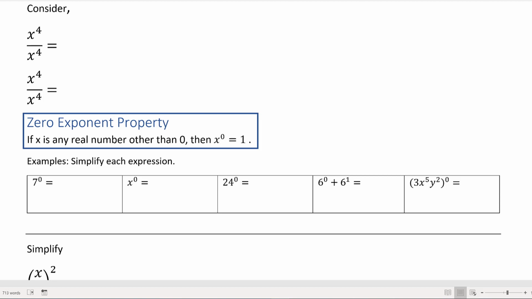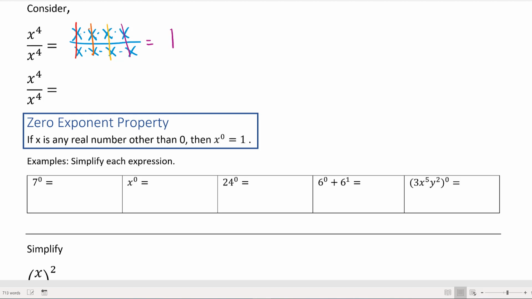So our next property we're considering is x to the fourth over x to the fourth. If I have 4 x's being multiplied in the numerator, and I'm dividing 4 x's in the denominator, well, one set of x's divides out, and another set of x's divides out, and another, and then another set of x's divides out, and I have nothing left. So when I have x divided by x, that just gets me 1. Everything divided out, and I just get 1.